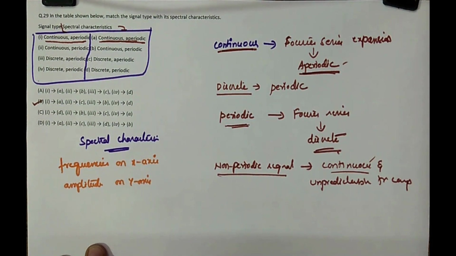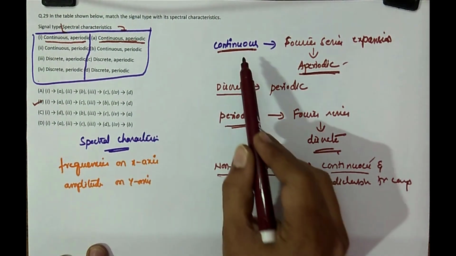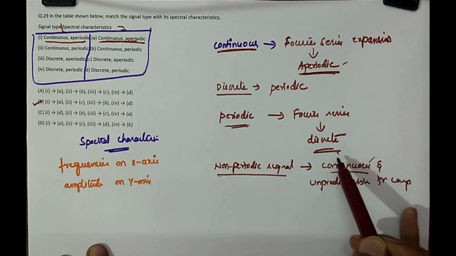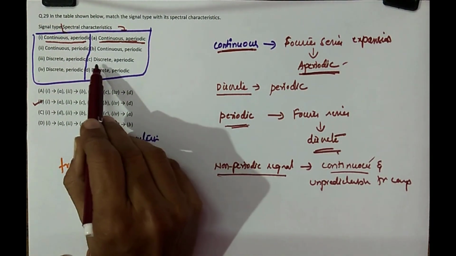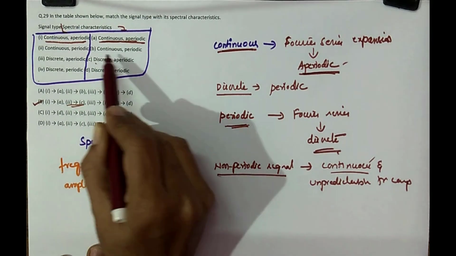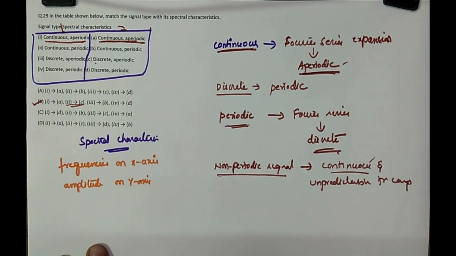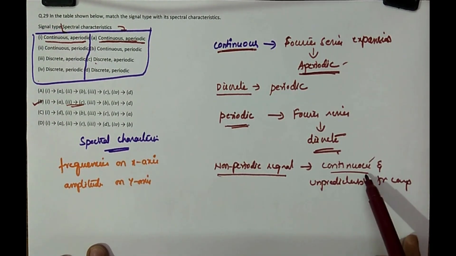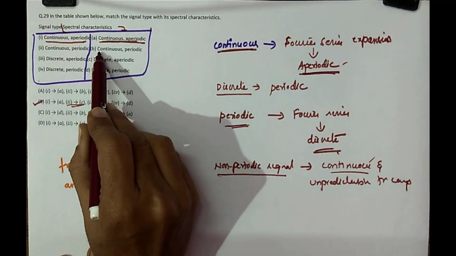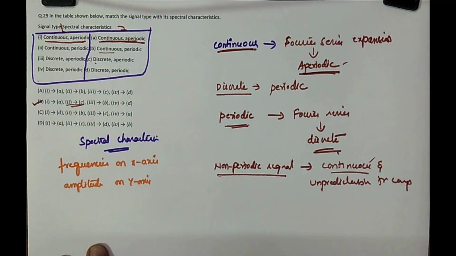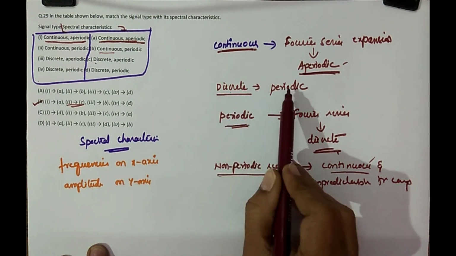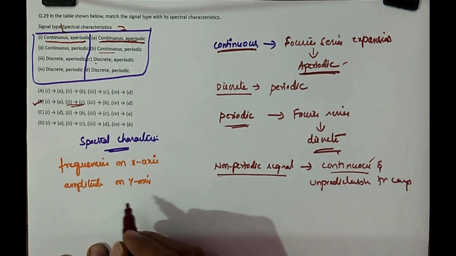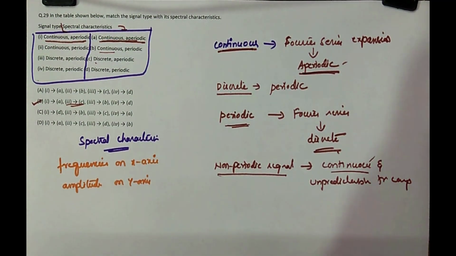Okay. Then see, continuous and periodic. Continuous and periodic, so you are going to get aperiodic and discrete. So the answer is discrete aperiodic, means 2C. Same way for discrete aperiodic: discrete and aperiodic, the answer is periodic and continuous, means continuous and periodic. 3B. Discrete periodic: discrete is periodic, periodic is discrete, so you'll get discrete periodic. Okay. So this is about spectral characteristics.